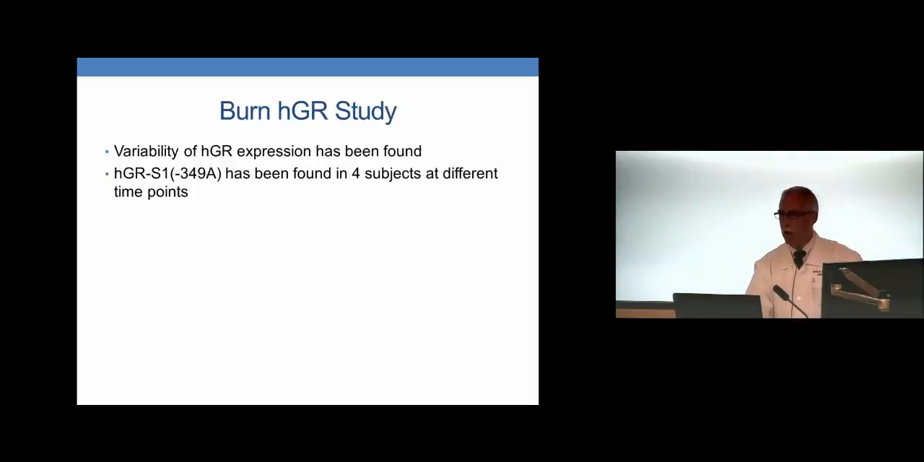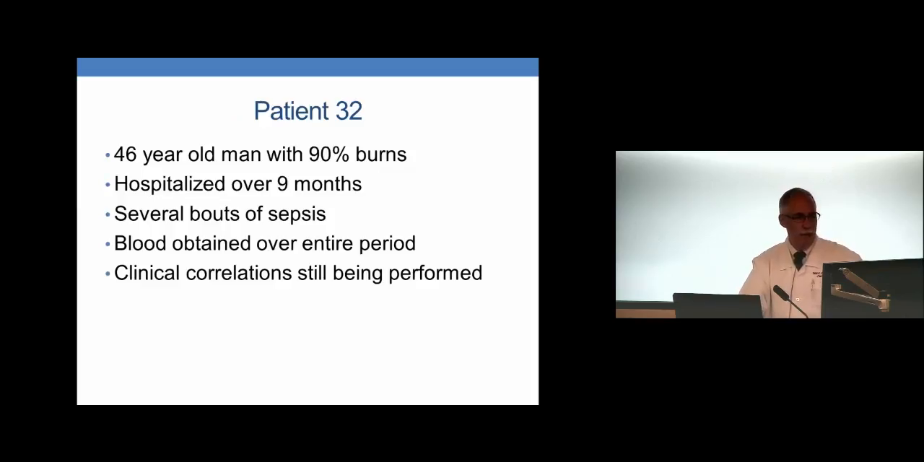So we have found that there's variability in patients. We have found that people do develop that small fragment that may be a cofactor that augments the glucocorticoid receptor activity. So we have now started to do the correlation. We have now been looking at one patient we've had who was a 46-year-old man with 90% burns, and he consented to the study. He was in the hospital for 9 months, and so what we could do is we could draw blood over time.